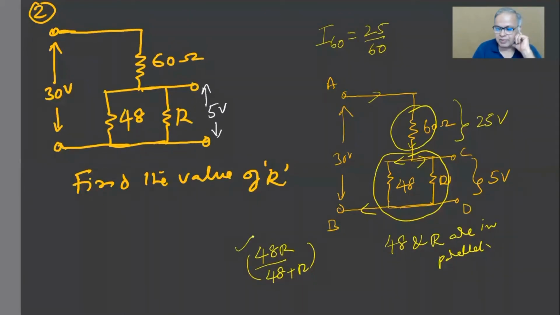Then I in this one, how much? 48 R by 48 plus R. Same thing, isn't it? Because this and this are in series. So whatever current flows in 60 should flow in the whole combination. Combination of what? 48 R and 48 plus R. So same current I'll put in this. 25 by 60 into R. IR equals, according to the question, 5 volts.